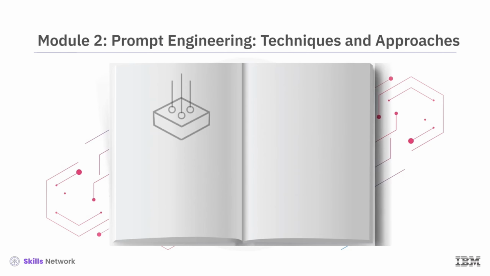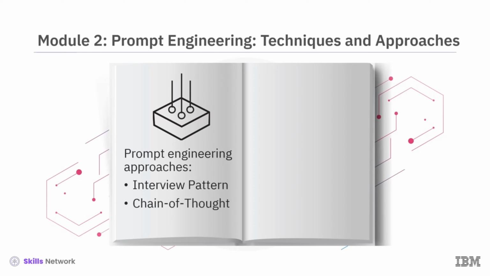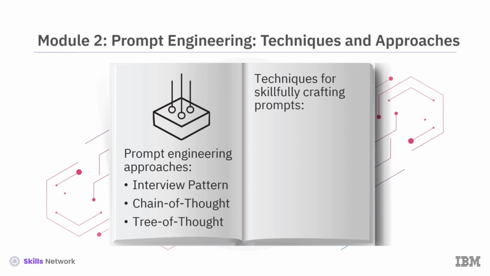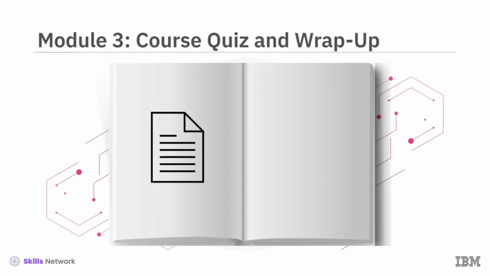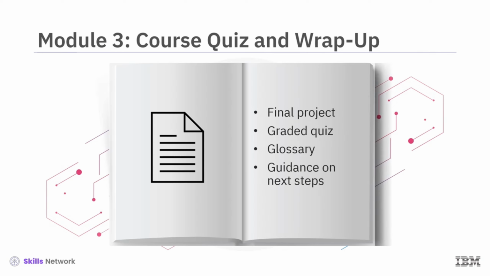In Module 2, you'll study various prompt engineering approaches like interview pattern, chain of thought, and tree of thought. You'll discover techniques for skillfully crafting prompts, such as zero-shot and few-shot, to produce precise and relevant responses. Module 3 requests your participation in a final project and presents a graded quiz to test your understanding of course concepts. You can also visit the course glossary and receive guidance on the next steps in your learning journey.